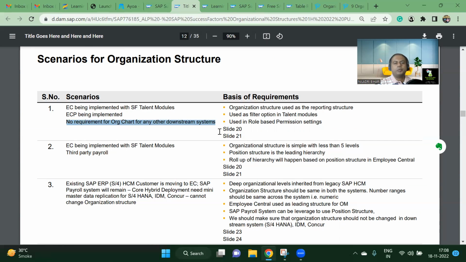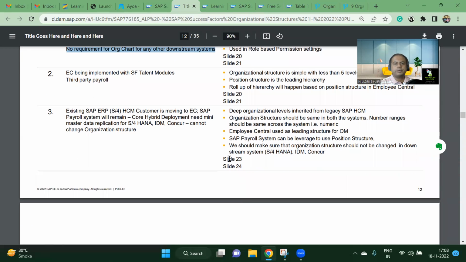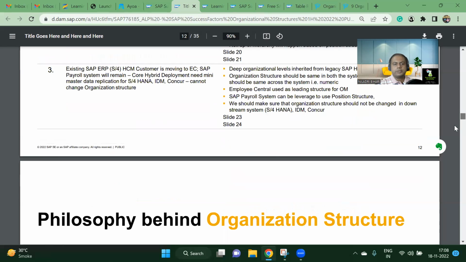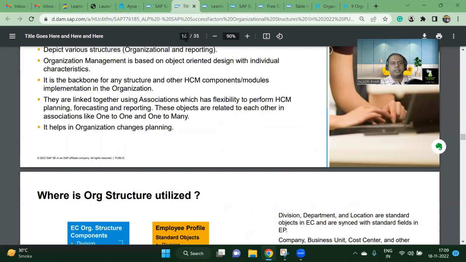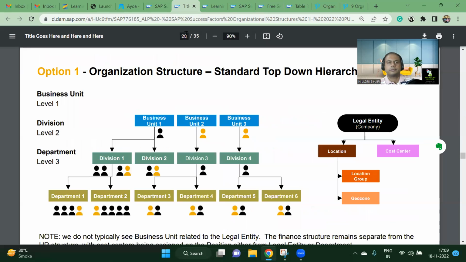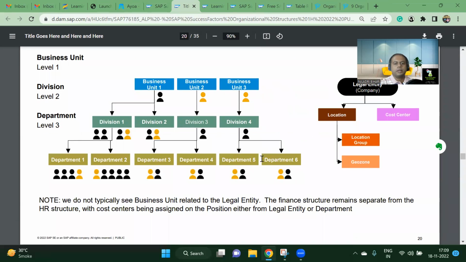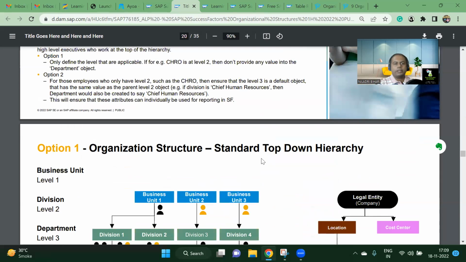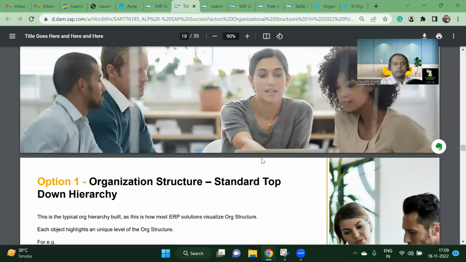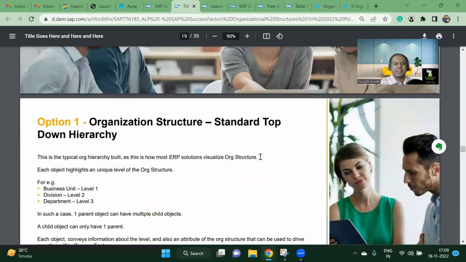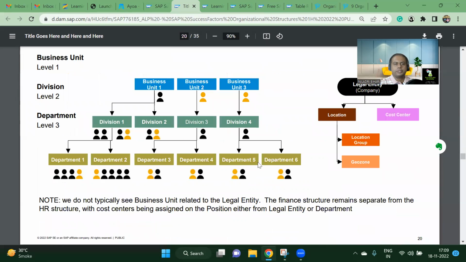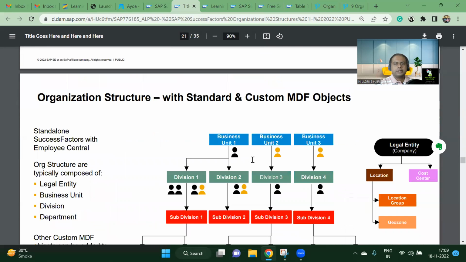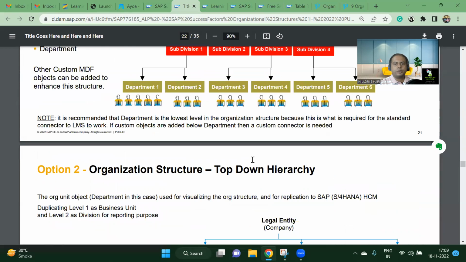Okay, so now we'll be studying this in much more detail in the other slides. Let's see the slides, slide number 20. This is option 1, or scenario 1, which you can see here. Organizational structure, option 1, standard top-down hierarchy. So this is one option they are saying.